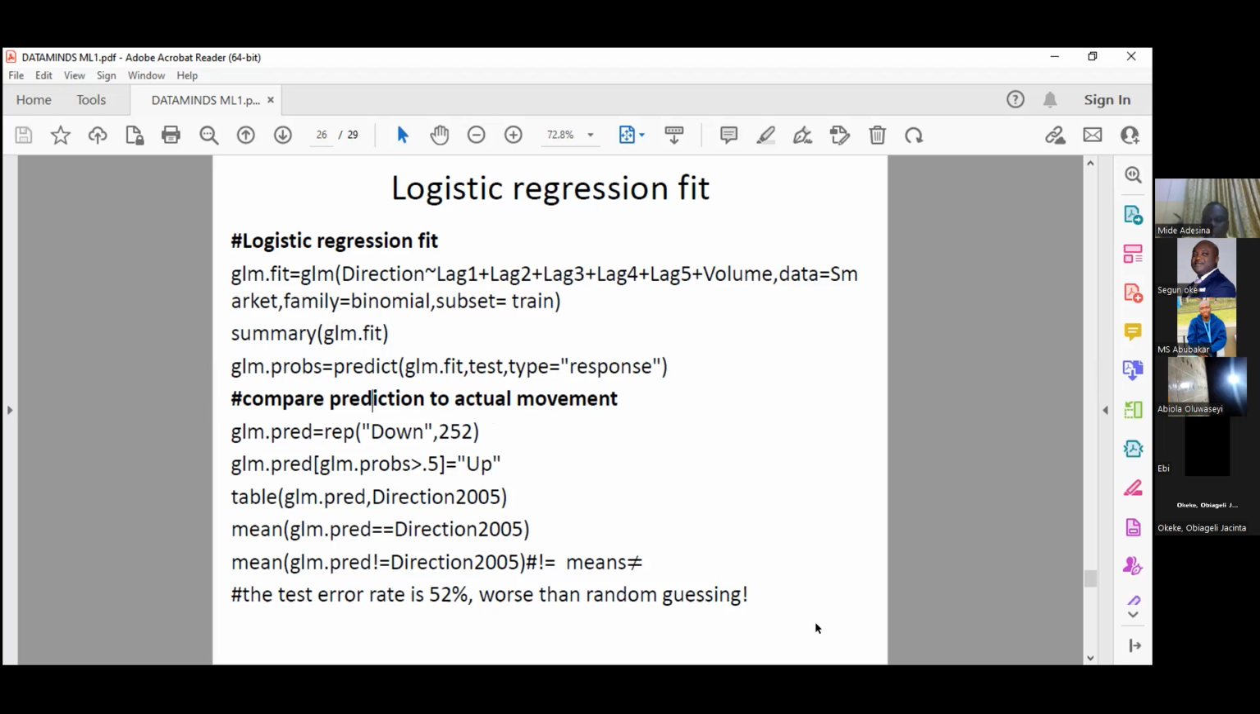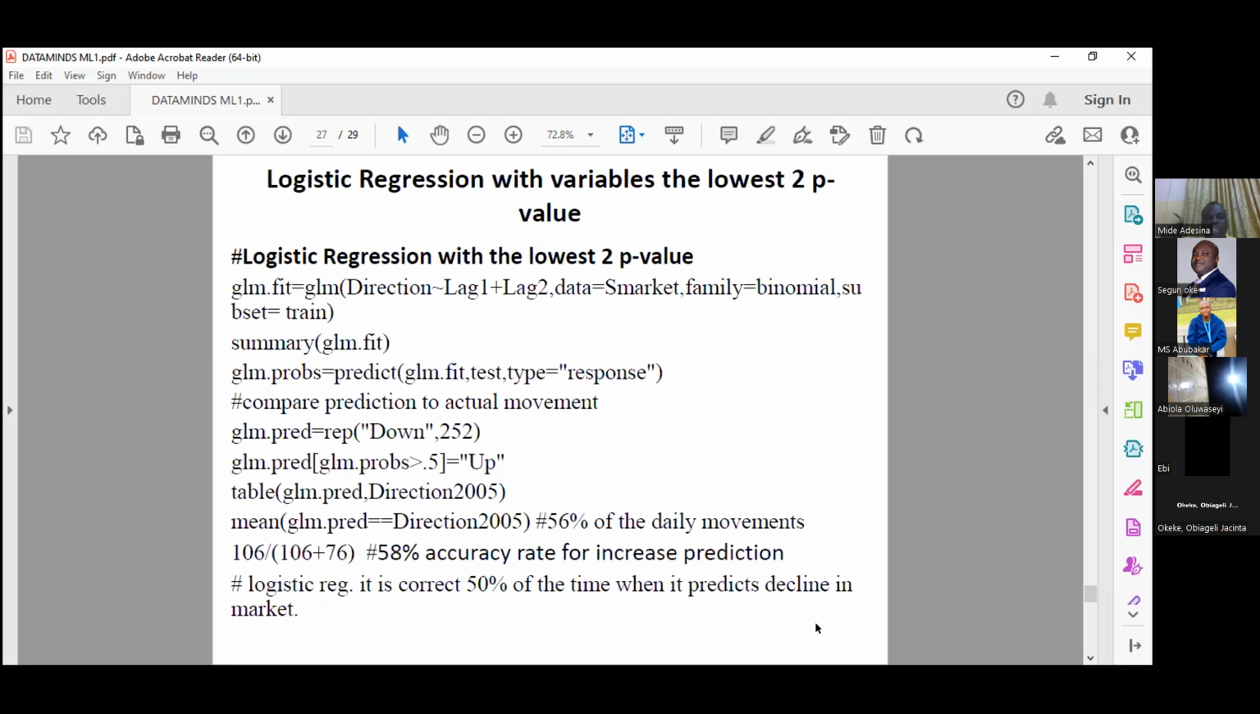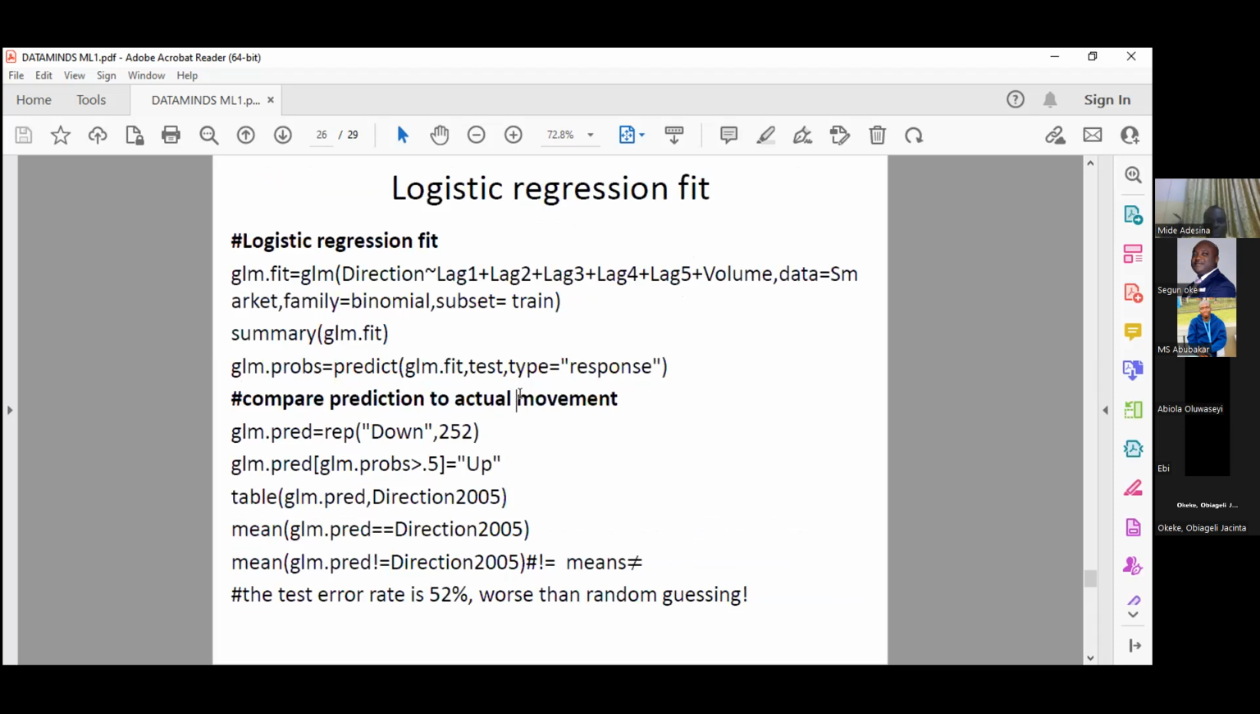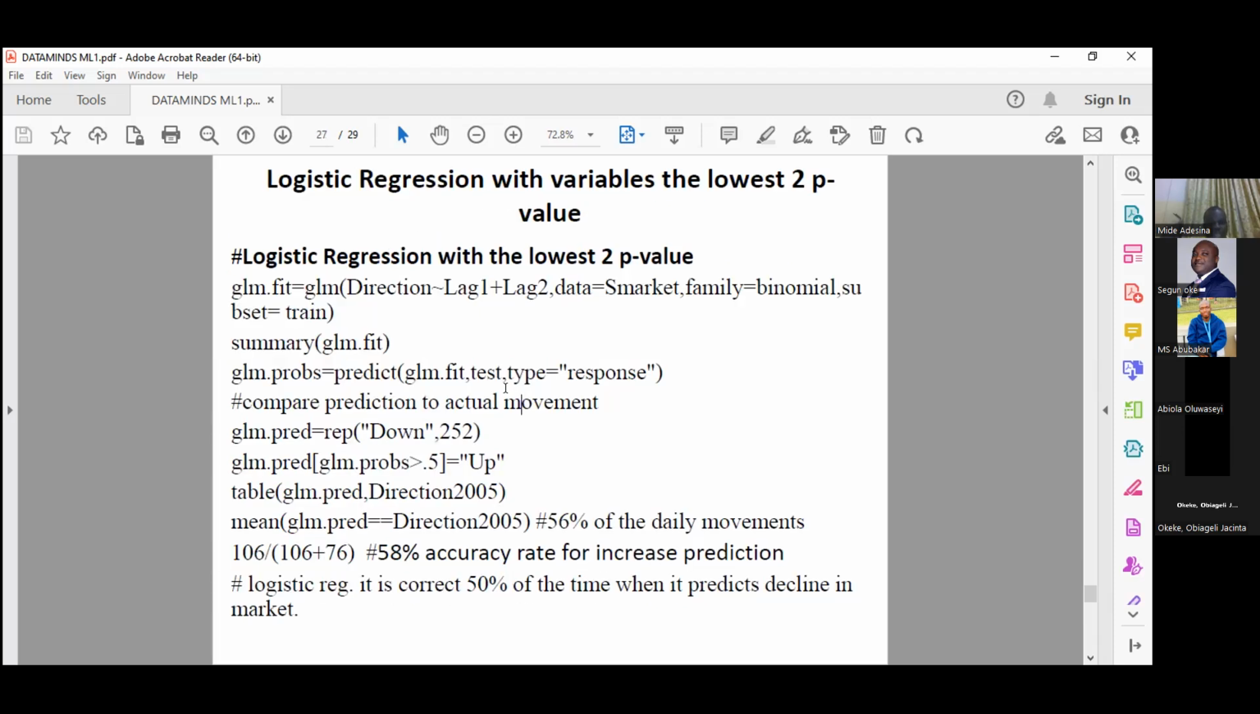Now, okay. So logistic regression with variables. Oh, there's a mistake here anyway. All right, now after fitting the model, we discovered that some of them have high P values. So we decide to go for the ones that have low P values to see how the model will perform. That is what we repeated. We are repeating this step with only two variables, and that is what we have here.